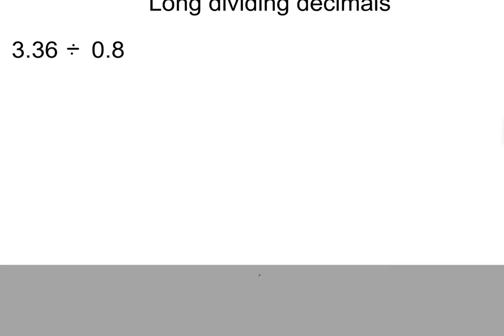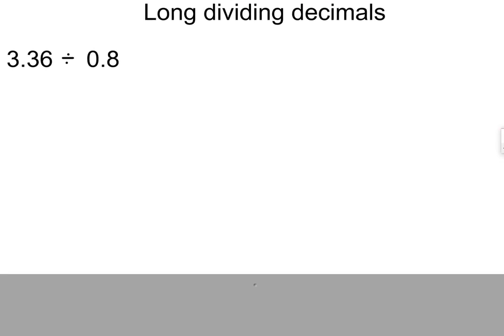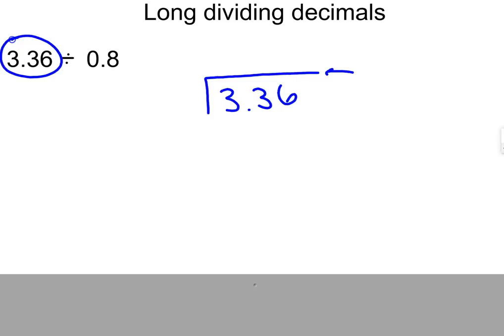And lastly, we've got long division of decimals. Now when you're long dividing decimals, the front number, which in this case is 3.36, that always goes inside the division bracket. So we have 3.36 being divided by 0.8. Now before you can divide, you need to make sure this front number here has no decimals.